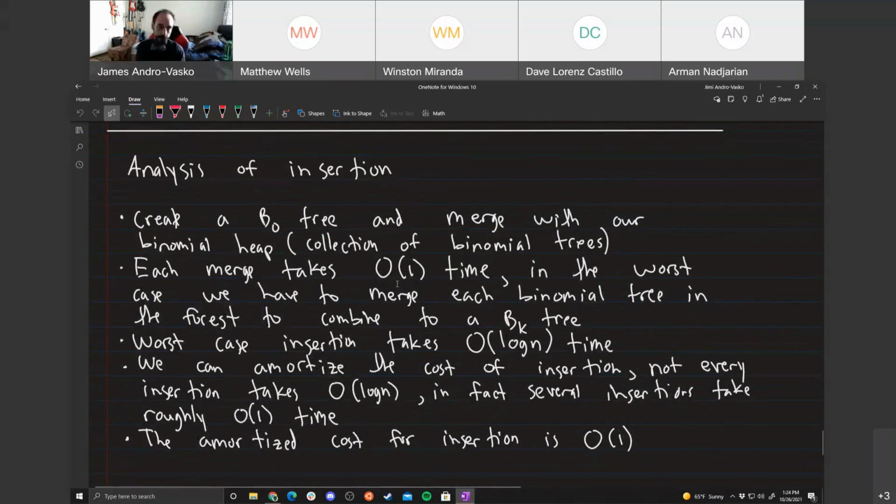So then the insertion runtime, well, the idea was we had to do a lot of possible merges in the worst case. So in the worst case, we have to do log n merges. So every tree is going to get merged. And for every instance of a binomial heap, we'll always have no more than log n number of trees. So we do at most log n merges in the worst possible case.